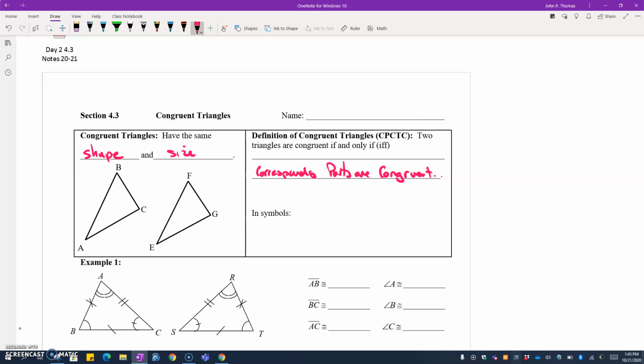That means we really have 6 equalities we're going to be working with, because there are going to be 3 pairs of congruent sides and 3 pairs of congruent angles. Now, in symbols, we're looking at the congruent symbol. This is a combination of the similarity symbol and the equality symbol. We'll also often say congruent triangles imply corresponding parts congruent. A lot of times we'll just say CPCTC, which represents corresponding parts of congruent triangles are congruent.